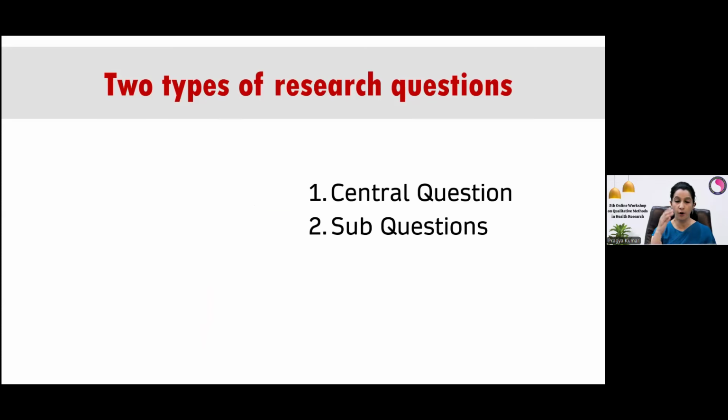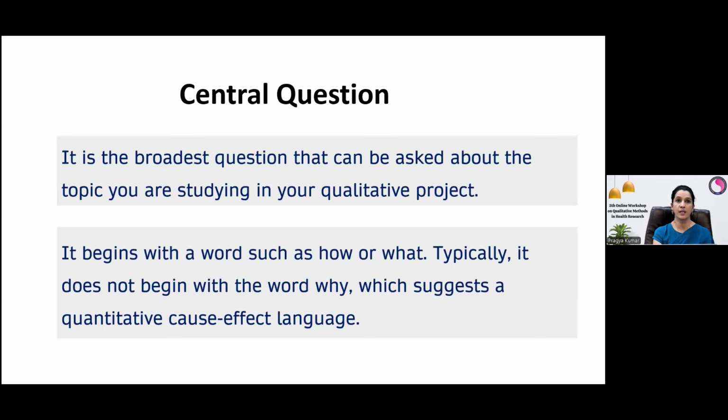Remember, in quantitative we write a primary objective and then secondary objectives, which come after the primary and are not that significant. But here the sub questions will be related to the central question, not entirely different from it. The central question is the broadest, like aims in quantitative, where aims are broader. So this central question is the broad question asked from the topic we have identified as the central phenomena.